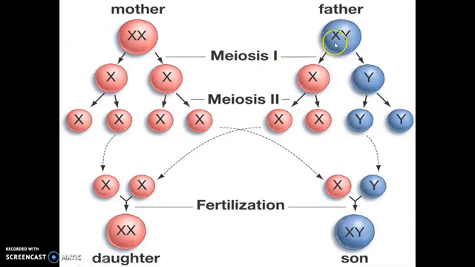Now dads, they're male, so they have XY. So half of their sperm have X's, half of their sperm have Y's. So the dad is what decides whether you have a daughter or a son, because the dad's sperm determines your second sex chromosome, whether you get an X or a Y.